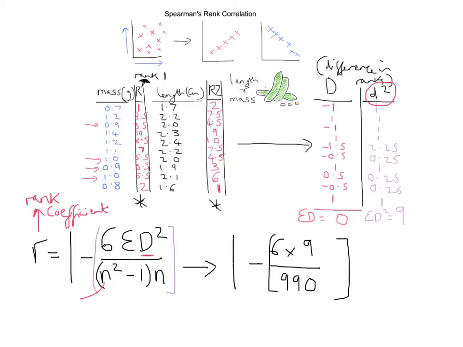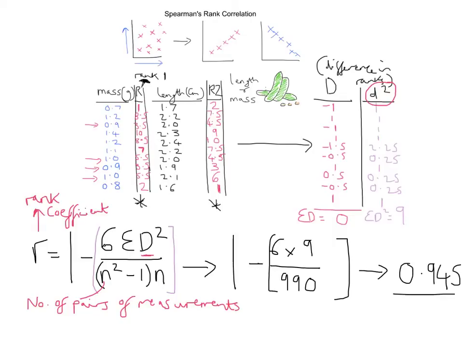And N in this case is the number of pairs of measurements. And usually, if we have at least 6 pairs, we can get a really good set of data. And in this, we've got 10. We've got 10 lots of masses and lengths. So if we go back to our formula, if we did 1 minus 6 lots of 9 divided by 990, that would come out as a value of R at 0.945.